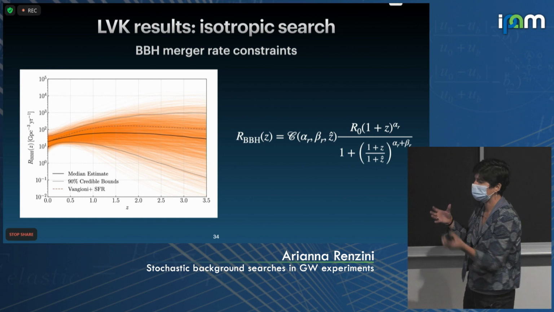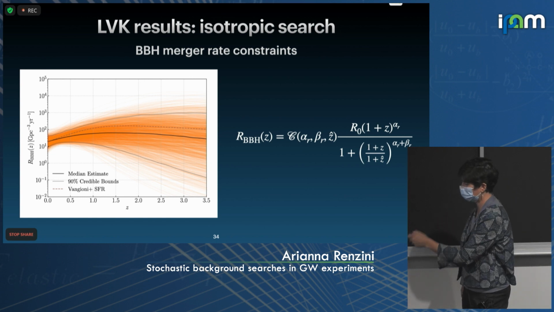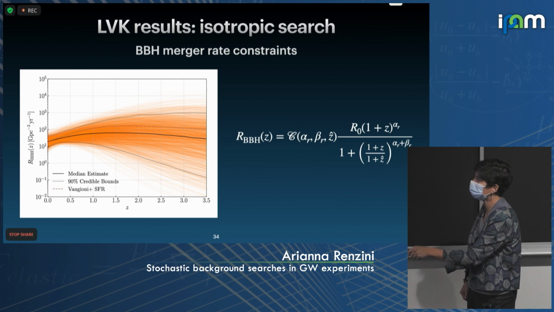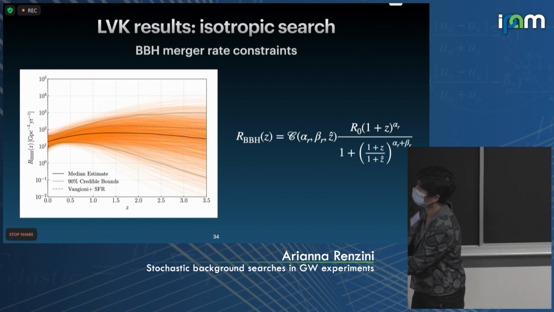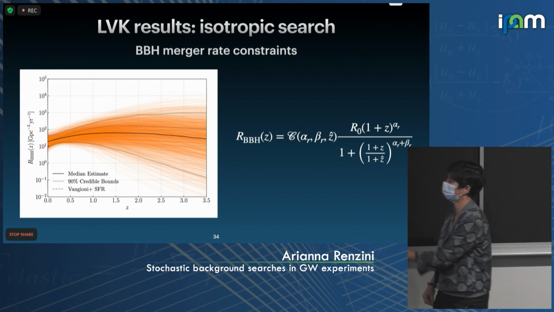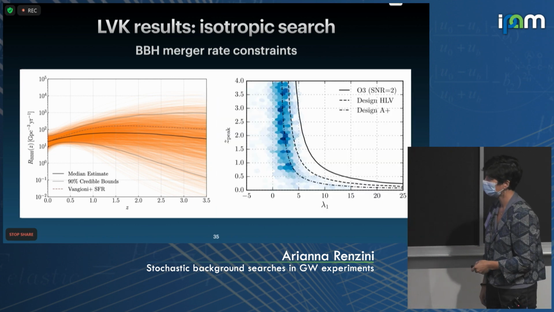So the two measurements are really complementary in this framework, in the sense that the measurement of a stochastic background will give you a good estimate of Z peak. And so we could start to rein in this dispersion that we get at higher redshifts.